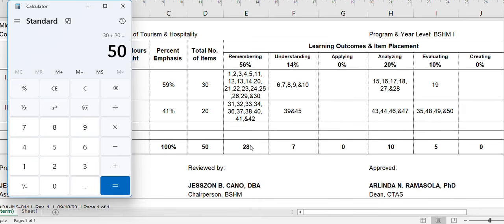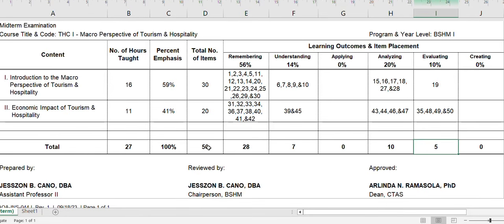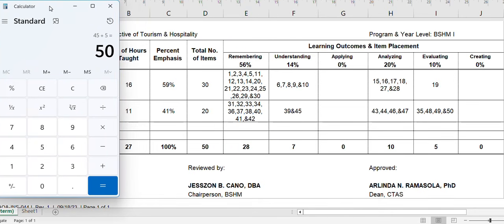So if we will add all the total in every learning outcomes and item placement, we have the total of 50. So we will check here: 28 for the remembering, plus 7 for understanding, plus 10 for analyzing, and plus 5 for evaluating. We have the total of 50. So we need to check if they have the same total.